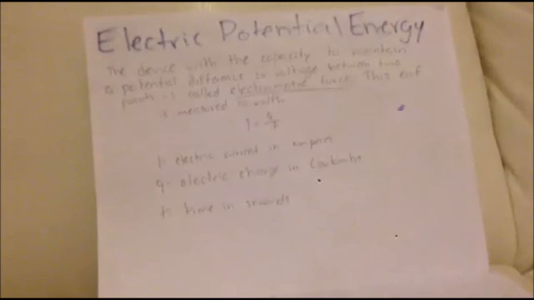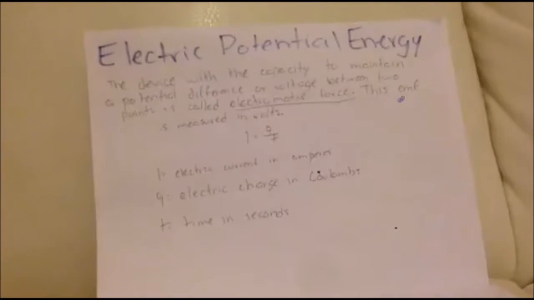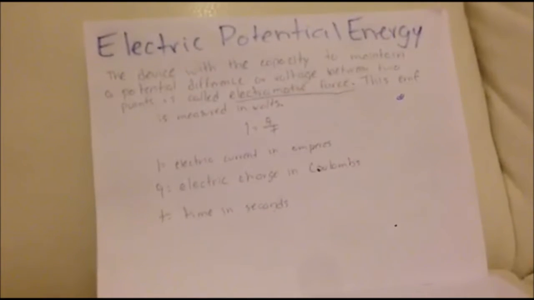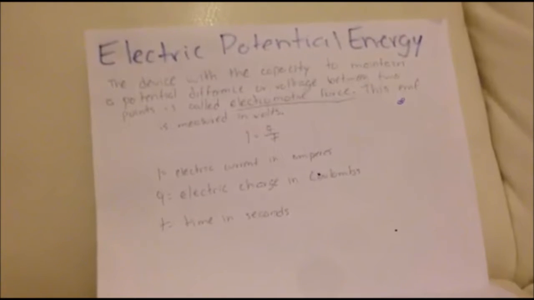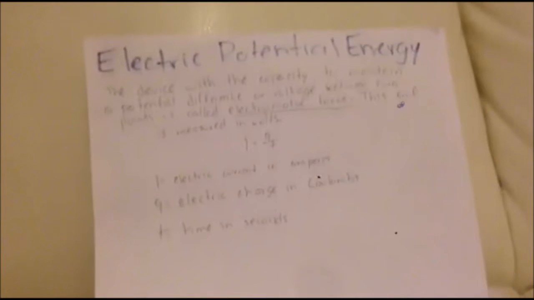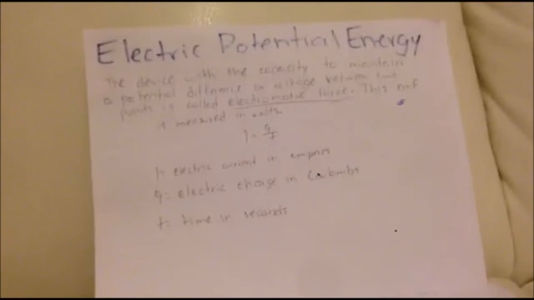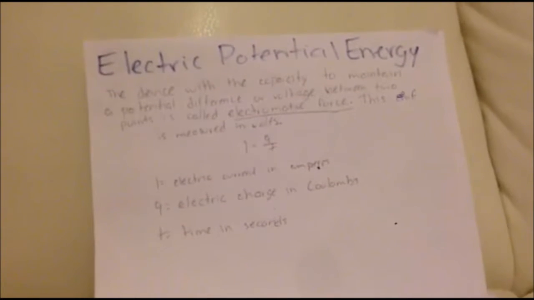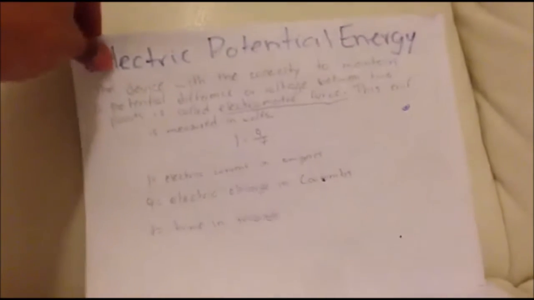The electric potential energy. The device with the capacity to maintain a potential difference of voltage between 2 points is called electromotive force. This electromotive force is measured in volts. The formula is I, the electric current in amperes, equals Q, the electric charge in coulombs, divided by time, measured in seconds.